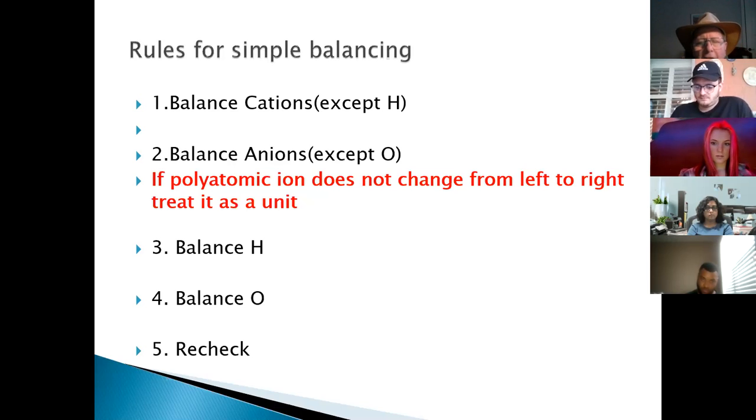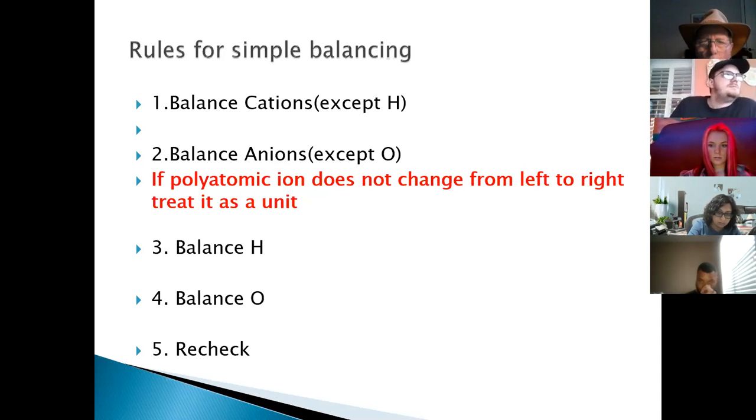Guys, I do not care that you use these rules in this order. You don't have to balance the cations first. You can start with the anions if you like. What I care about is for you to do it in a nice, orderly fashion. If you do it in an orderly fashion, you're not going to make mistakes.